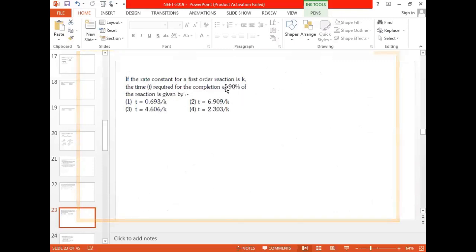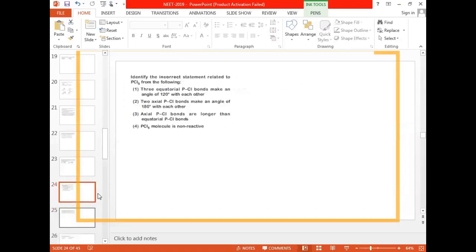If you take 99 in place of 90, you get 4.606 by K. Right. Now, identify the incorrect statement regarding PCl5 from the following. Identify and let me know.